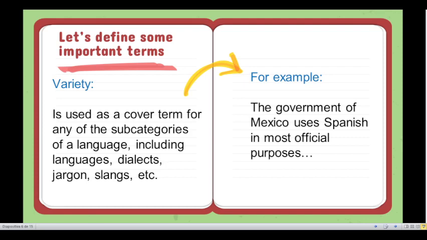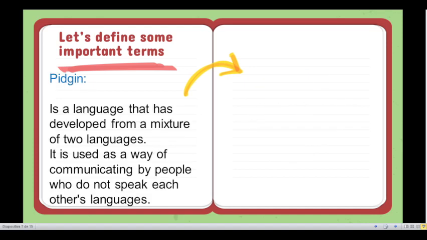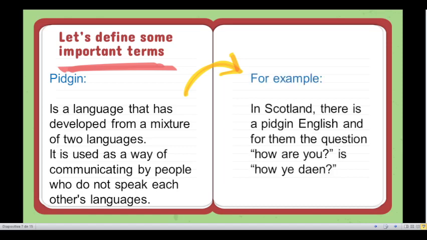Very good, let's continue with Pidgin. It's a language that has developed from a mixture of two languages. It is used as a way of communicating by people who do not speak each other's languages. For example, in Scotland, there is a Pidgin English, and for them, the question "How are you?" is "How you doing?" Very good.